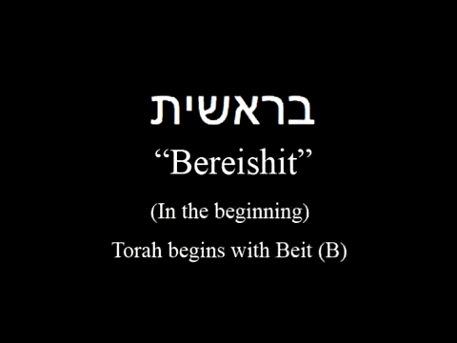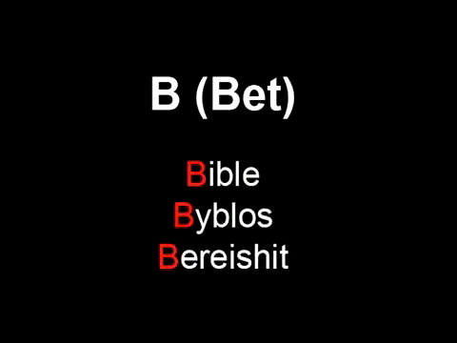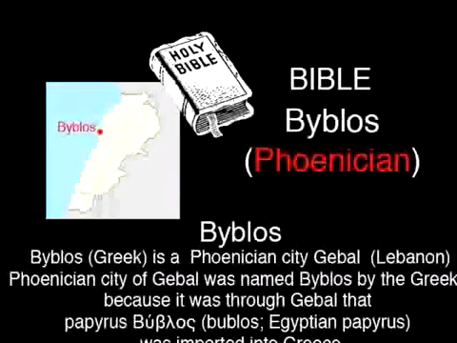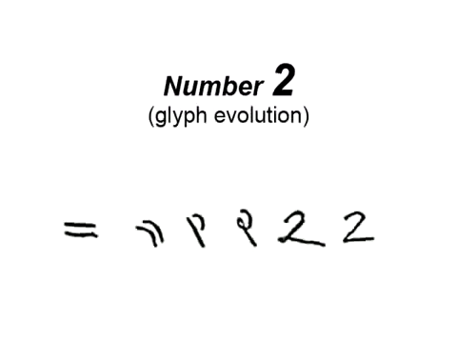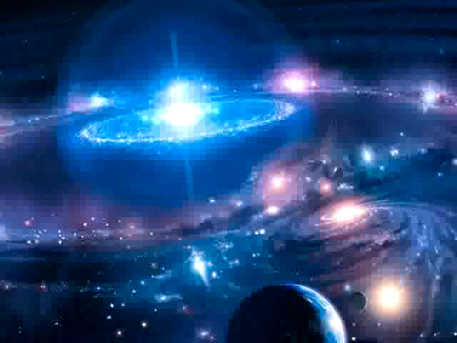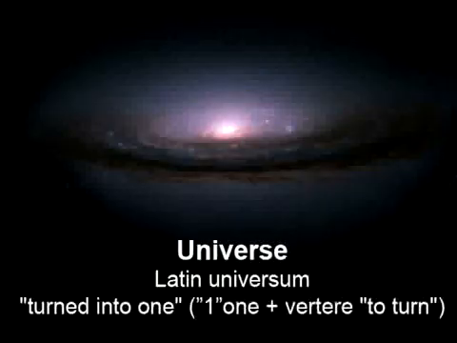begins with the letter B, Bereshit, which means in the beginning. Thus the Bible, Biblos and Bereshit. So the creation story of the Bible begins with the second Hebrew letter, the B, or the Beit Vet. So the goddess is the mother of the universe.